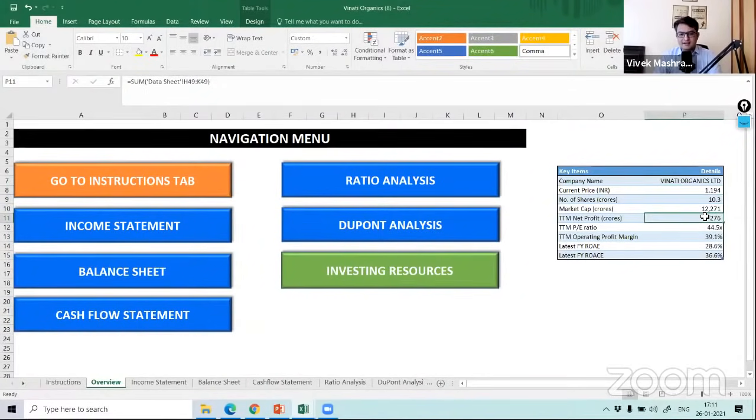TTM is basically trailing 12 months. So for the last 12 months, you will get the profits that the company has made. And it will also generate a price to earning ratio, which most of you use in your investing also. Price to earning ratio is nothing but market cap divided by the net profit. And here we are taking trailing 12 months net profit because that is the latest one.